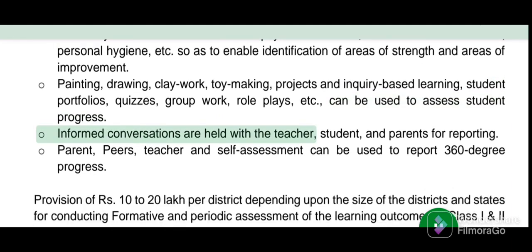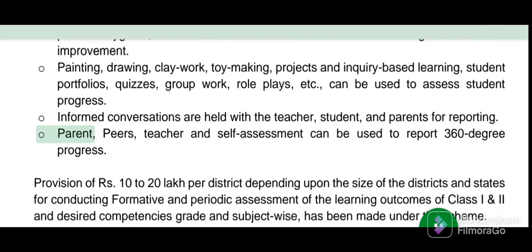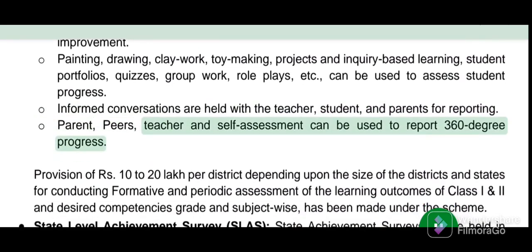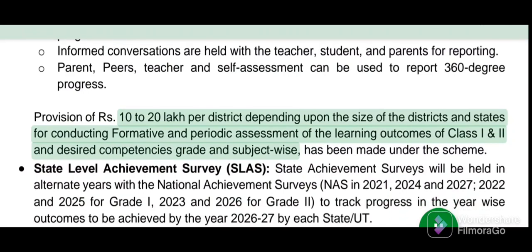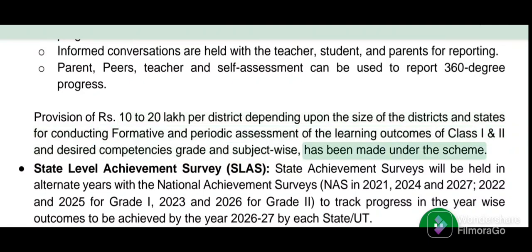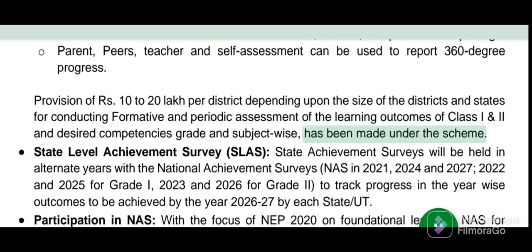Informed conversations are held with the teacher, student, and parents for reporting. Parent, peers, teacher and self-assessment can be used to report 360-degree progress. Provision of Rs. 10 to 20 lakh per district, depending upon the size of the districts and states, for conducting formative and periodic assessment of the learning outcomes of Class 1 and 2 and desired competencies grade and subject-wise, has been made under the scheme.